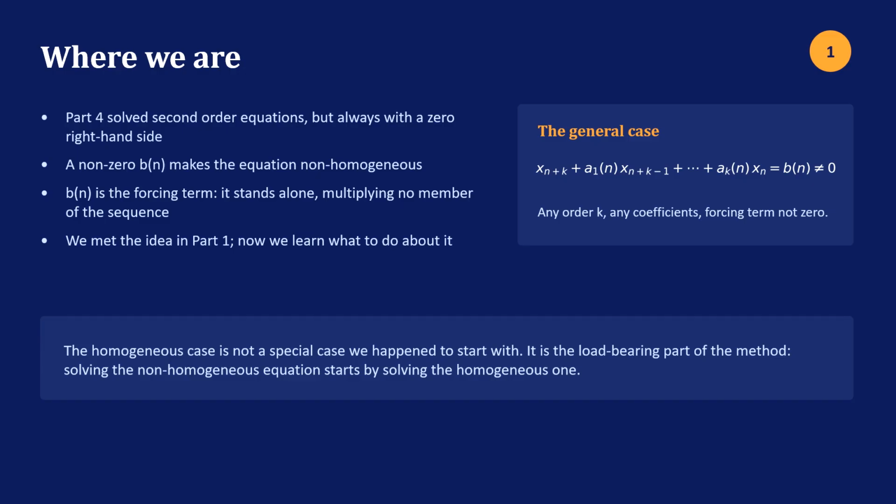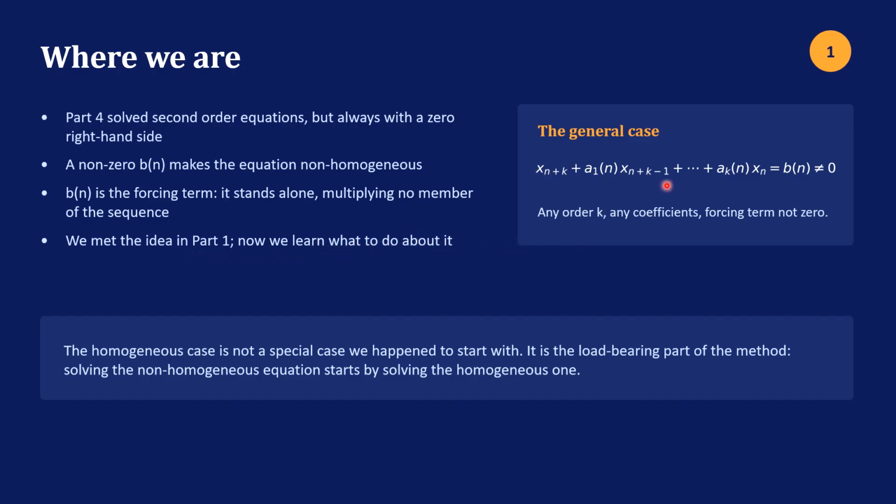So where are we? In lesson 4, we solved second order linear equations, but always with a 0 on the right hand side. In other words, this b of n term. A non-zero b of n makes the equation non-homogeneous. B of n is known as the forcing term. It stands alone, multiplying no member of the sequence. We met with the idea in lesson 1. Now we learn what to do about it.